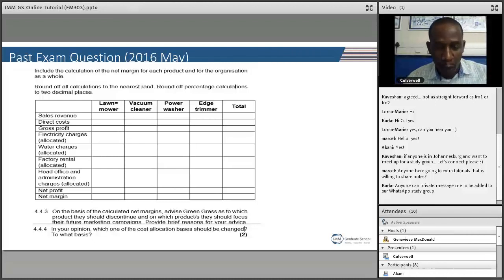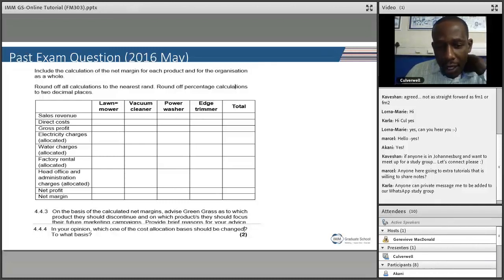Provide brief reasons for your advice. So it goes without saying, the one we made a loss on, which was the vacuum cleaner, we need to discontinue this product because it is making us losses. Had I done this interpretation using BCG metrics, that would have been a dog, isn't it? It's making you losses, and what is the strategy? Divest, which is basically discontinue.